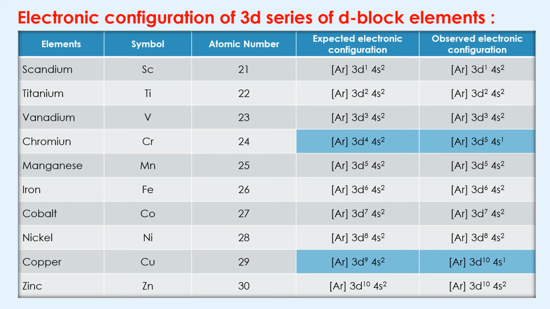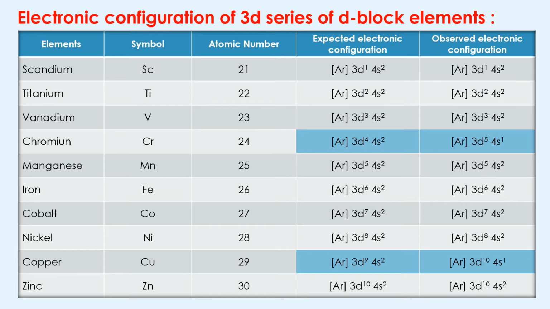Then the second element of this 3d series is titanium, whose symbol is Ti. Atomic number is 22. The expected electronic configuration is argon 3d2 4s2, and expected and observed are both the same. Now next is vanadium. Vanadium symbol is capital V, atomic number is 23, and its electronic configuration is argon 3d3 4s2. So observed and expected are both the same for vanadium.